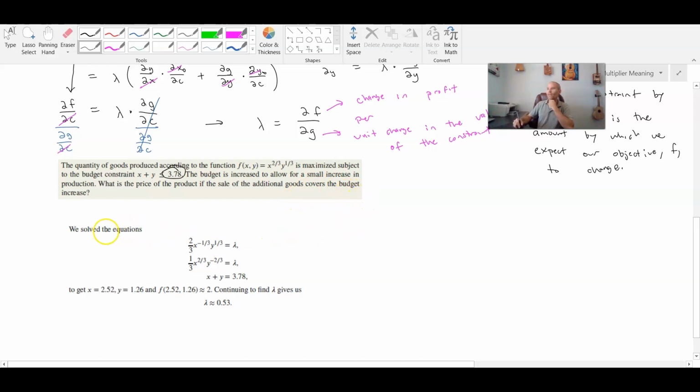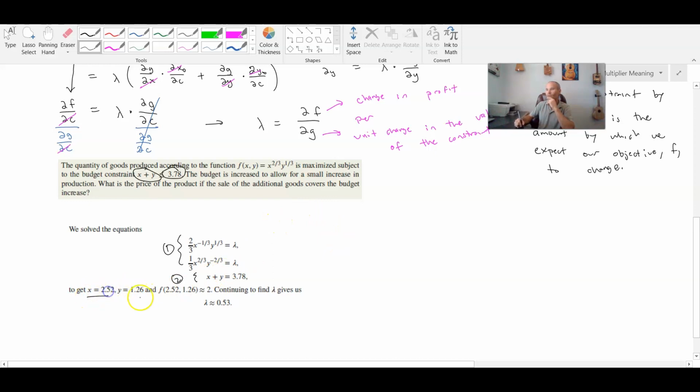Okay, so we solved the equation. So this is the partial derivative of f with respect to x equals lambda times the partial derivative of g with respect to x, which is just going to equal 1. So this is really lambda times 1. Now we take the derivative with respect to y, equals lambda times the derivative of g with respect to y. The derivative of y is 1, so we get lambda times 1. And then there's our budget constraint. This is what we would call number 1 up top. This right here is the second portion of our system of equations.